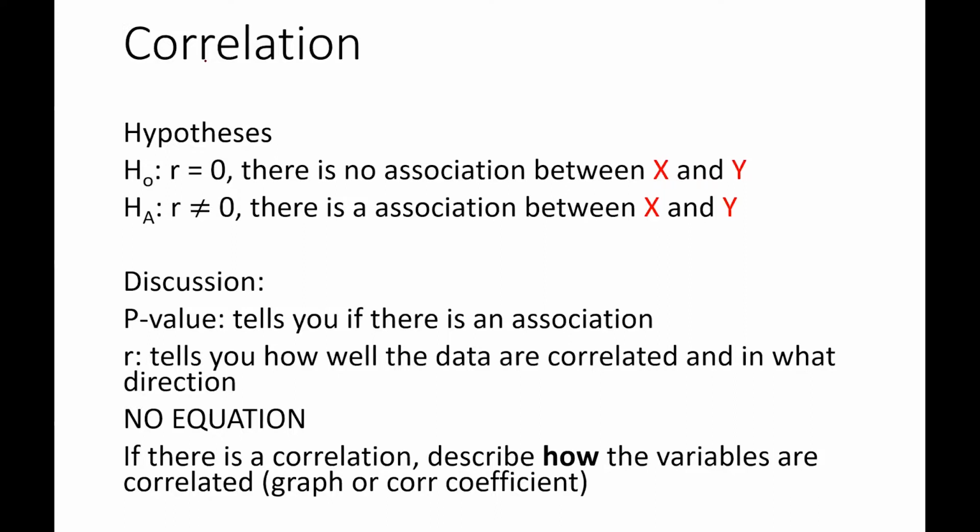Some of the things I might ask you to talk about are your p-value and your R, your correlation coefficient. And there's no equation for these. So if there is a correlation, describe how the variables are correlated, positively or negatively. Your correlation coefficient will be positive or negative. You can also look at the graph to see how they're correlated. What's the spread of data like? Is it very close together? Is it really spread apart and dispersed? You can look at your correlation coefficient and your graph again to determine those things.